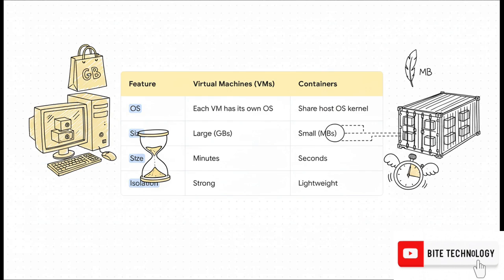And this table right here shows you why they are such a leap forward. A virtual machine, the old way, had to pretend to be an entire computer. That meant it needed its own complete copy of an operating system. That's why they were massive, measured in gigabytes, and took minutes to start up.